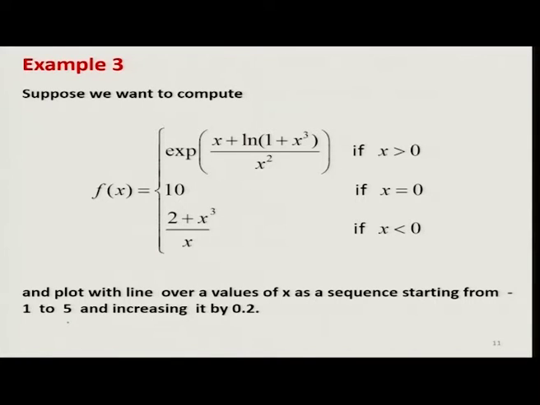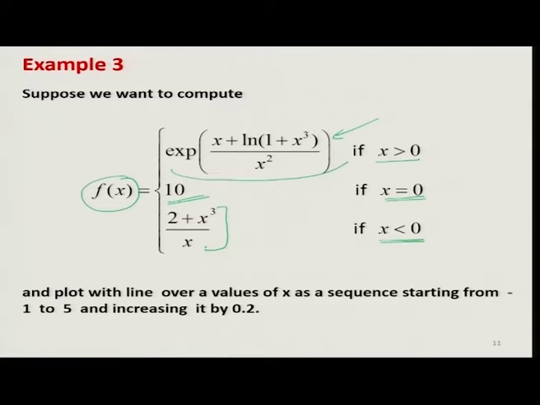In this example, I want to compute the function f of x, which has 3 possible values, and this depends on the nature of x. In case x is greater than 0, then the value is given by this expression, and if x equal to 0, then the value of f(x) is 10, and in case x is less than 0, that is negative, then the value of f(x) is given by 2 plus x cube upon x.